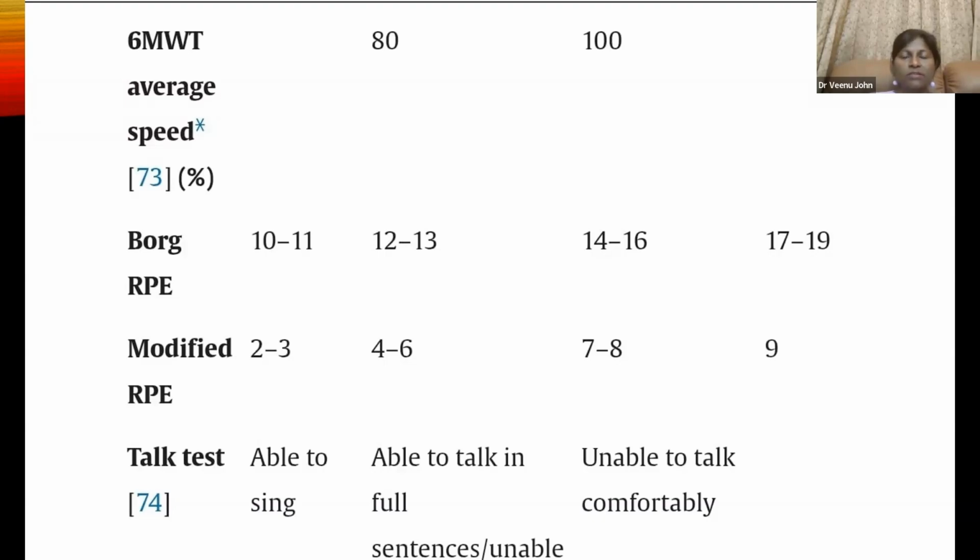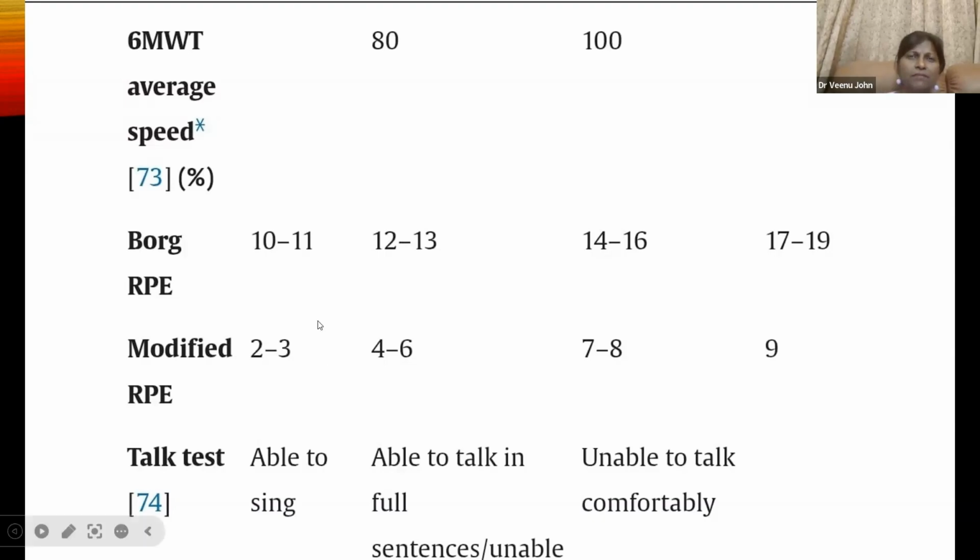Then we have this Borg scale of perceived exertion. So I'll just show a picture of that. Based on that, we will say whether a person has exerted too much. For an untrained person, even a small activity may look like high intensity depending on the perceived exertion level. But for a trained person, even a high intensity activity will be low because they have trained themselves that much, and there are a lot of adaptations that have happened in the heart.